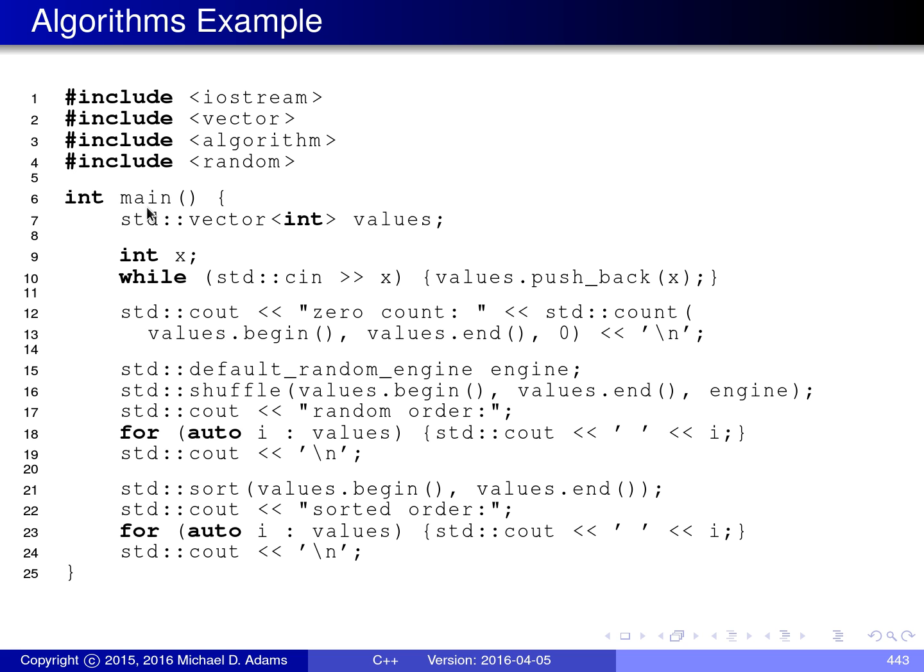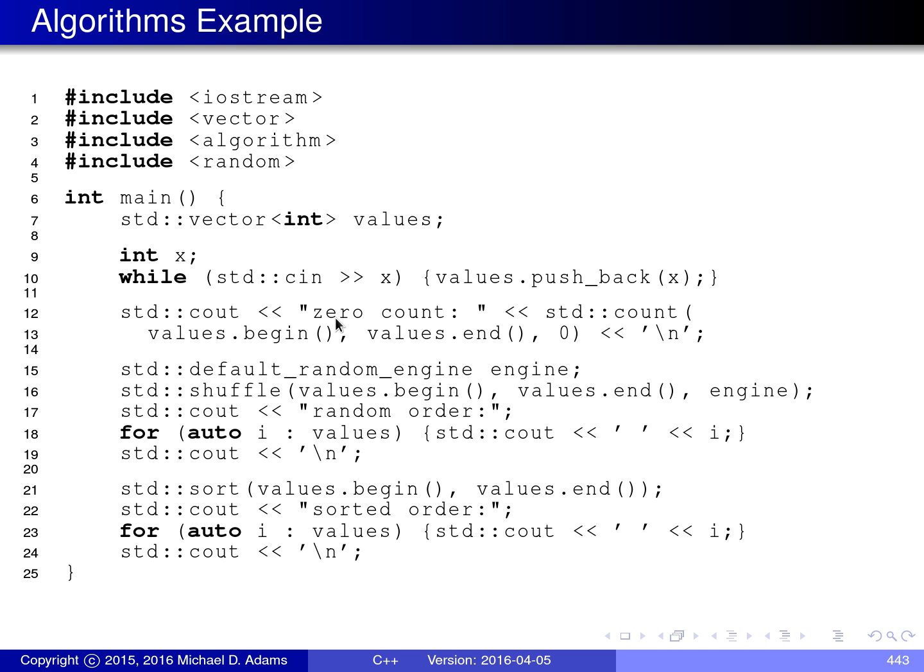And if we look at the main function for this program, I create a vector of ints called values, which is default constructed, so values initially has no elements in it. Then I create an int variable x, and I'm going to loop reading from standard input into x. And each value that I read into x, I'm going to use push_back to add it to the vector values. So after this loop finishes, I'll have added a number of elements to the vector values.